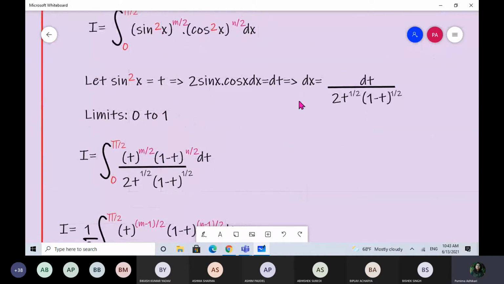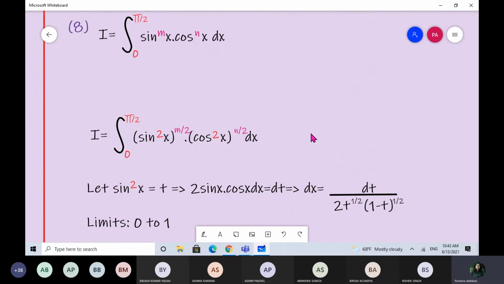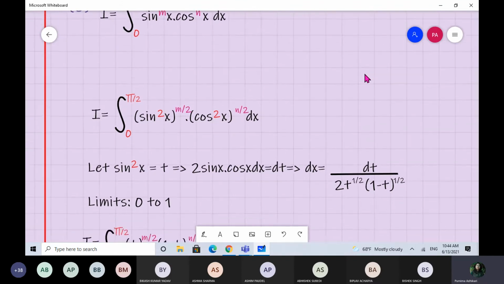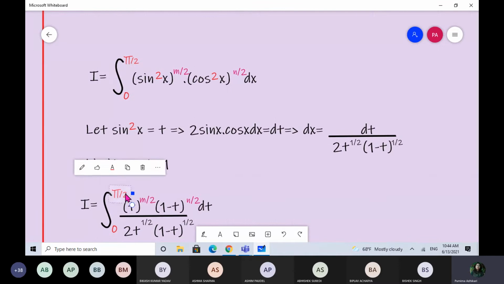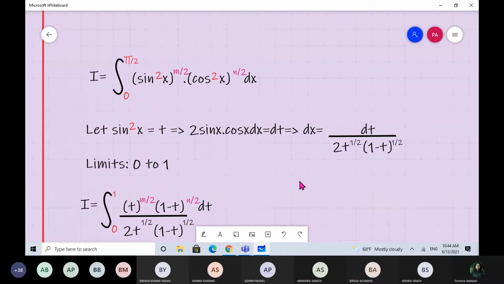All right, so what will be your limits of integration? Your x is changing from 0 to pi by 2. So how will your t be changing? When x is 0, t is 0. When x is pi by 2, t is equal to 1. So you will get limits 0 to 1.